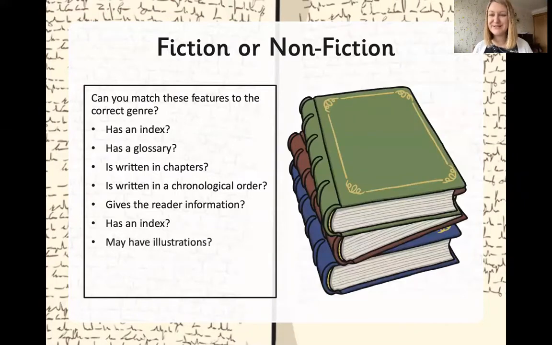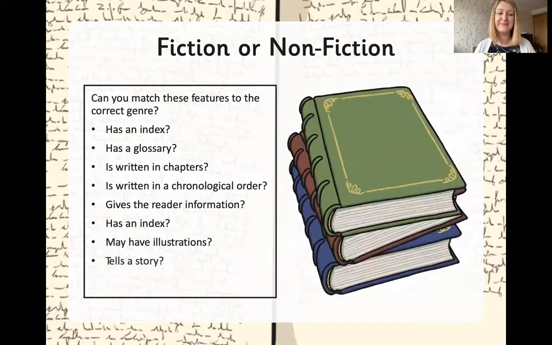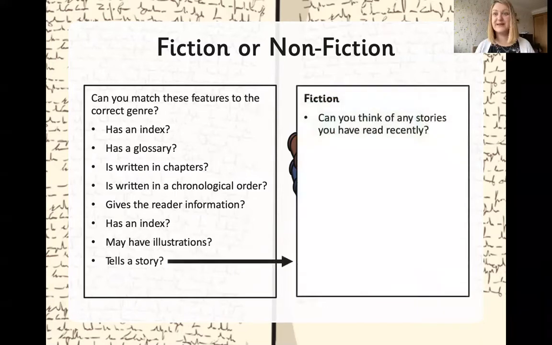May have illustrations. Which one do you think that one was going to be? Fiction or non-fiction? Well done, fiction. Fiction books often include illustrations. Tells a story. Well done. That was a really quick answer. Absolutely fabulous. It was fiction again. Can you think of any stories you've recently read that are fiction, I wonder?